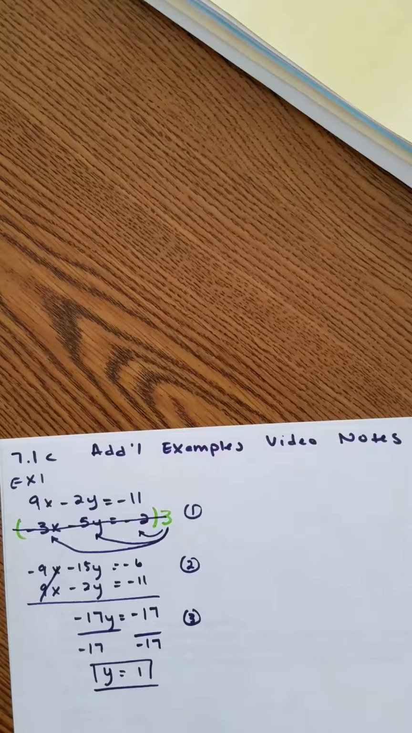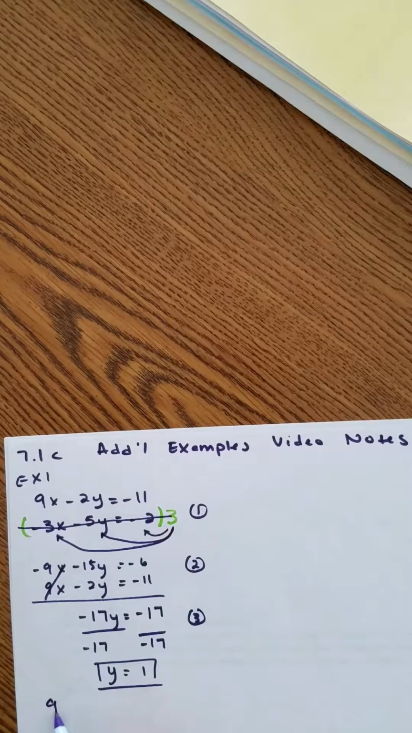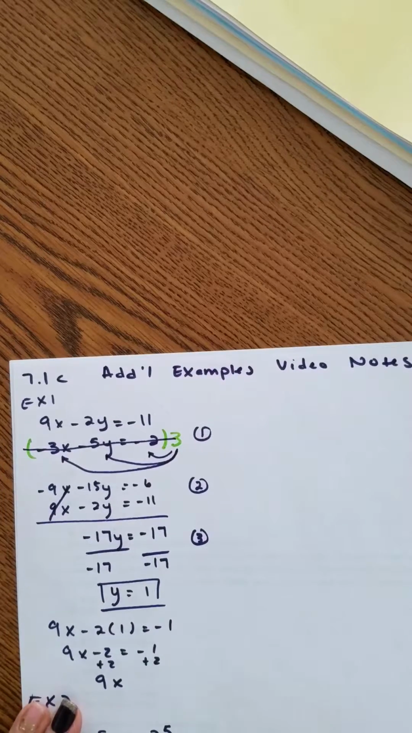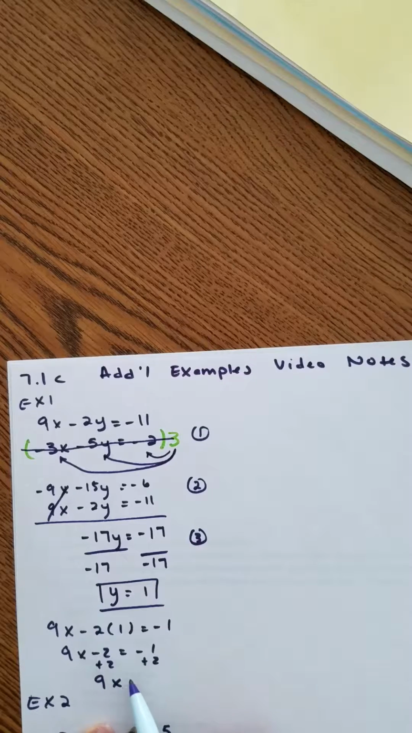We're not done. We need to solve for x. We're going to plug this into one of the original equations. It doesn't matter which one. I'm just going to use the first one. 9x minus 2 times y is equal to negative 11. That's 1. 9x minus 2 is equal to negative 11, plus 2 on each side. 9x, oops, sorry guys.